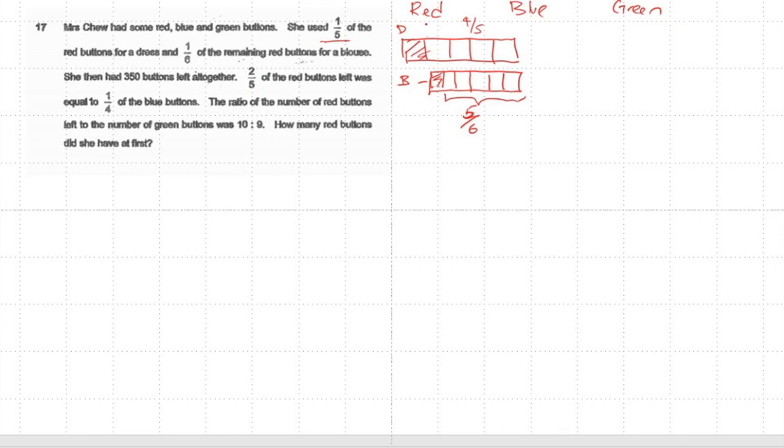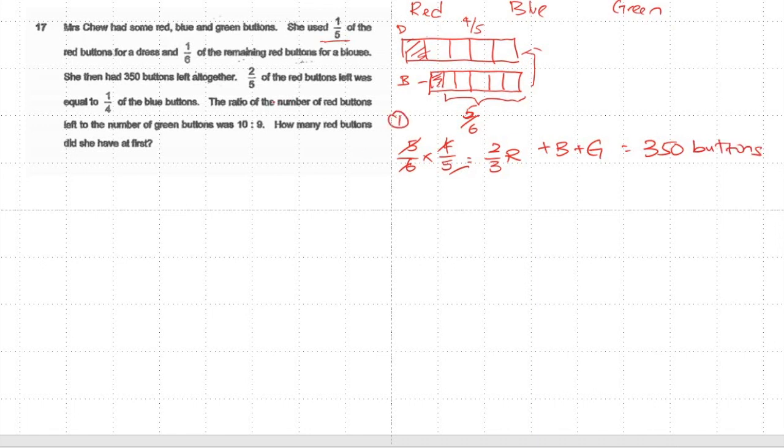Okay, so now my red left with what? 5/6 times 4/5, because the 5/6 comes from the 4/5. So I will cancel and have 2/3 red left. So 2/3 red left, add blue, add green, will give me 350 buttons. Okay, this is the first thing that I know.